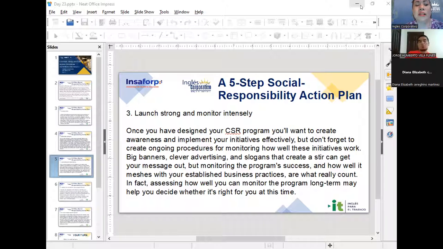Okay, so basically this is talking about not only launching a strong program, but actually monitoring it, because that's the most important thing. You can have a big launch of a program and it's a success at the beginning, but we want that program to last. We don't want it just to be for a few days. We want it to actually be successful in the long run. So in order to figure that out, we have to monitor, to see if long term it actually helps. And if it helps, then we can say, oh yes, it's the right program for us. But if it doesn't help in the long run, then it's probably best not to even go for it. Okay.